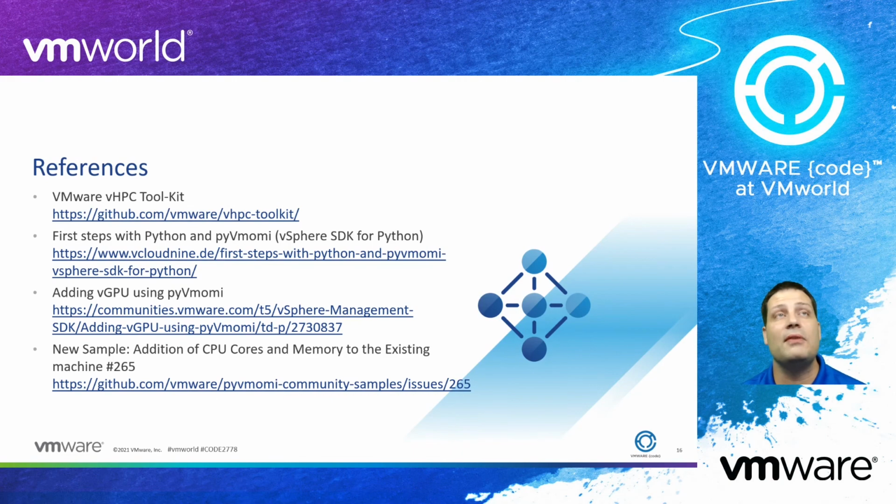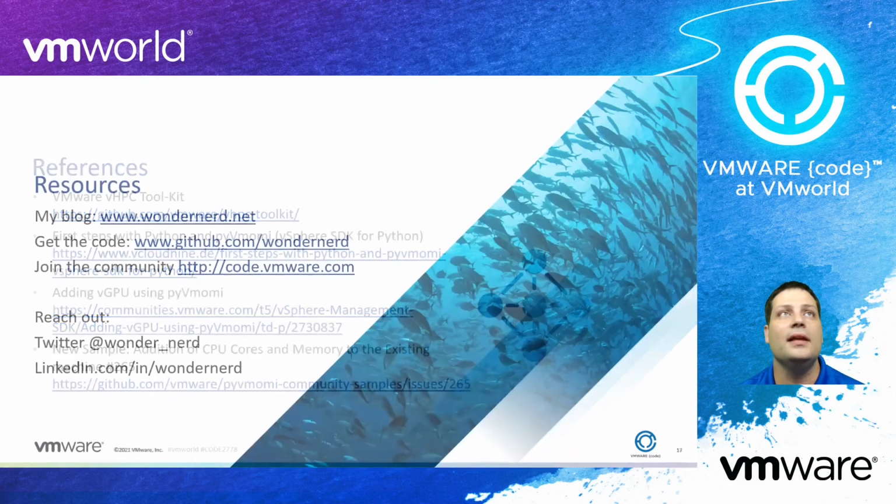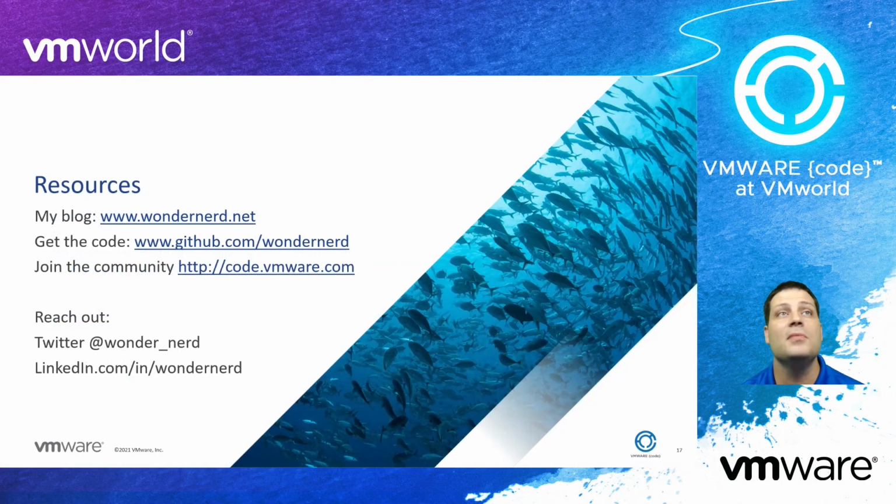These are some of the references that I used in building my knowledge on this. I highly recommend taking a look at the VMware VHPC toolkit out on GitHub. There's so much more that you can do with AI and ML machines, and they cover it really, really well in that GitHub.